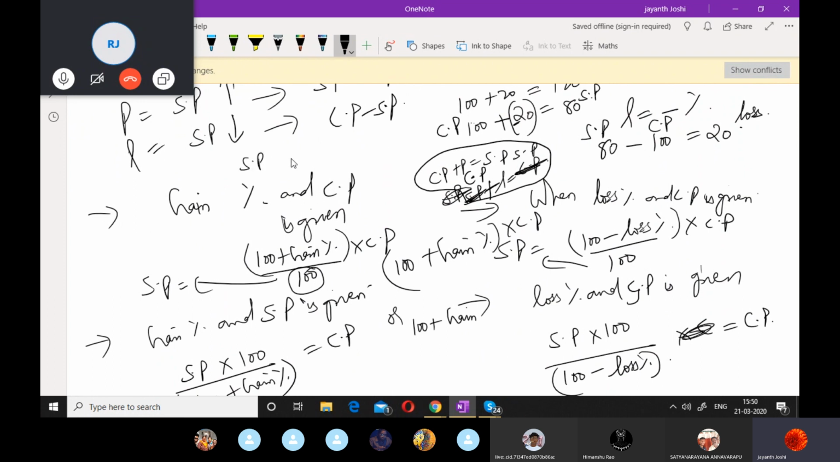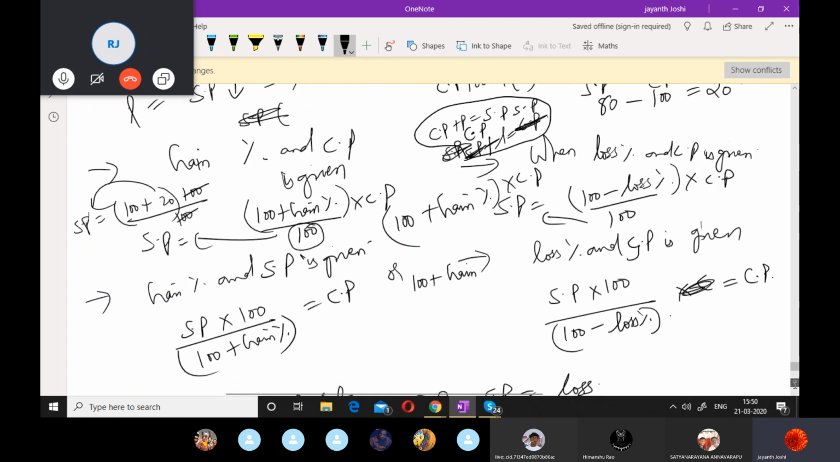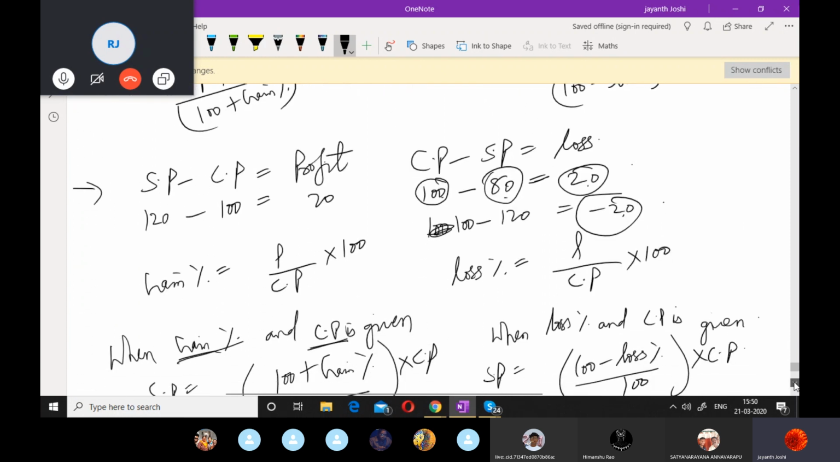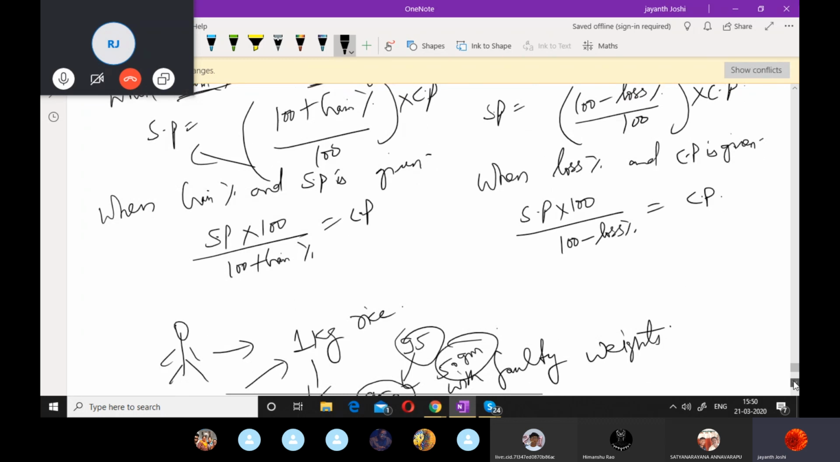So SP is equal to 100 plus gain, that is 20, into CP by 100. So you'll get 120 as SP. Yes. So I'll make the formula clear to you at last. I'll give you these two formulas once again. There's some printing error in the book. We'll rectify that. Don't worry.